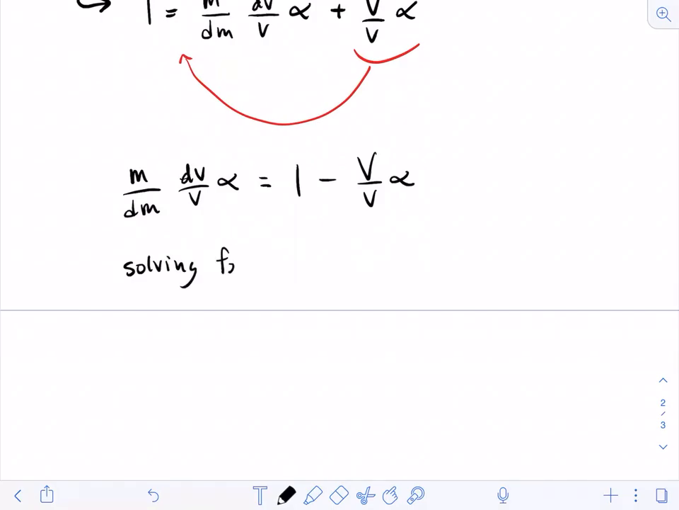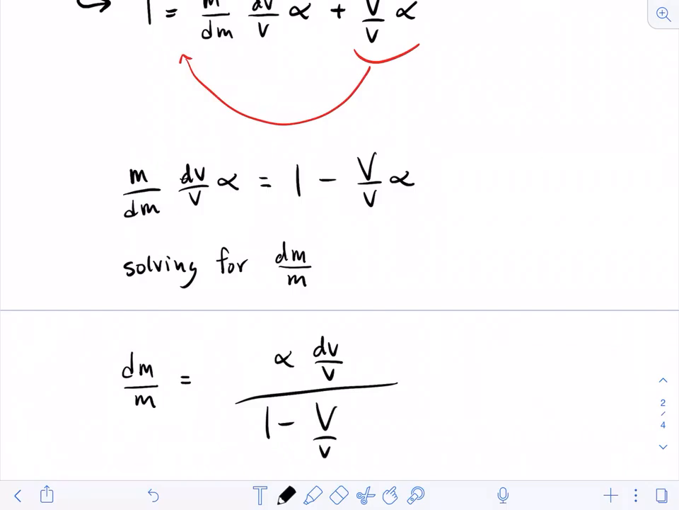Or, solving for dm over m, what we would have to do is multiply by dm over m, and then divide by 1 minus big V over little v times alpha. So we would get alpha dv over v divided by 1 minus big V over little v times alpha.